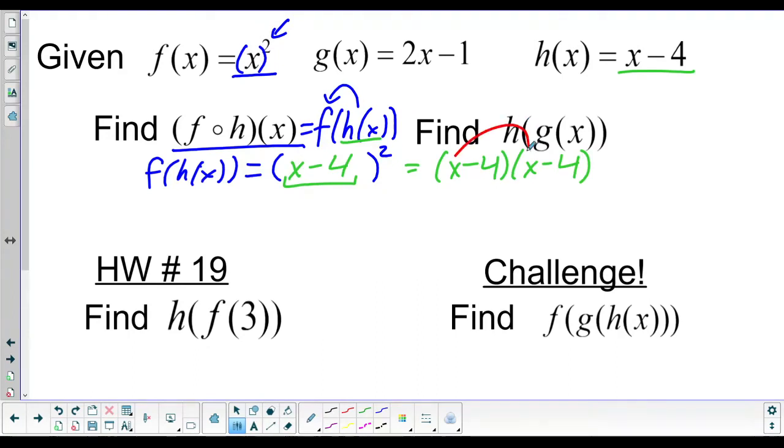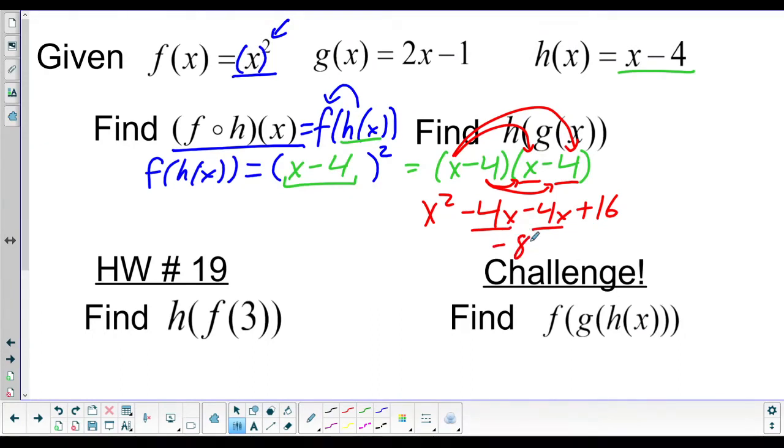So we're going to do x times x is x squared. X times negative 4 is negative 4x. Now we're done with this x. It's multiplied to everything in this parentheses. Now we go to the next term. Negative 4 times x is another negative 4x. And negative 4 times negative 4 is positive 16. And now we can combine like terms. Negative 4x minus 4x, that's negative 8x. The x squared and the 16 don't have like terms, so we just drop them both down. So we have x squared plus 16.